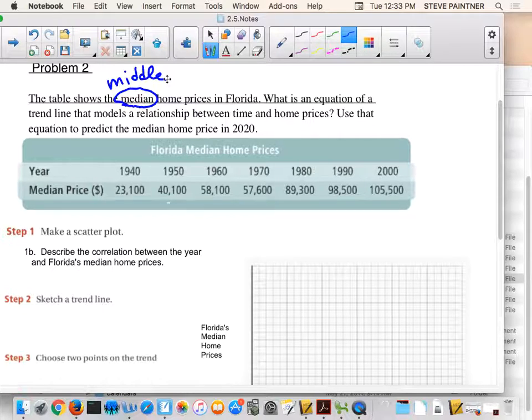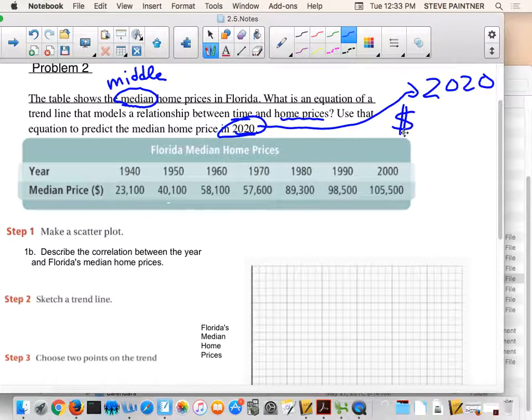What is an equation of a trend line that would fit through the data that models a relationship between time, so we're going to measure time, and home prices? These are your two variables. What year is it, and how much does a house cost? Use that equation to predict the median home price in what year? 2020. This is the question right here. In the year 2020, how much does a house cost in Florida? So that is basically what they're saying.